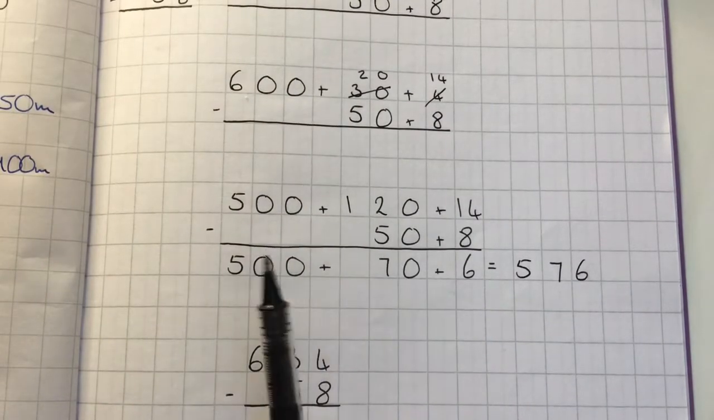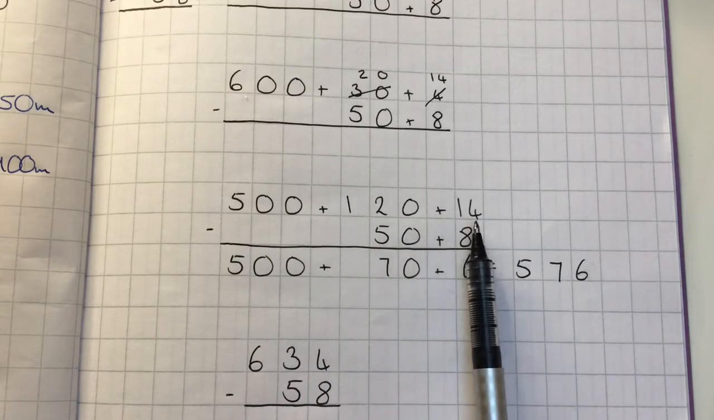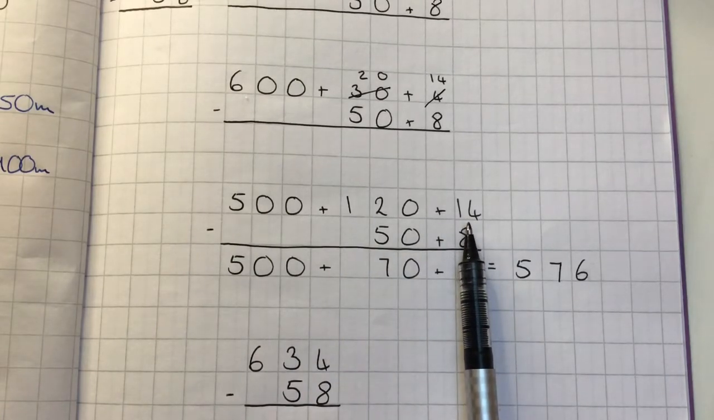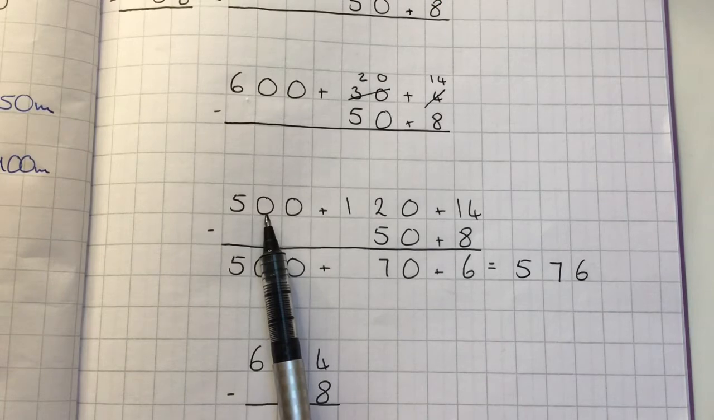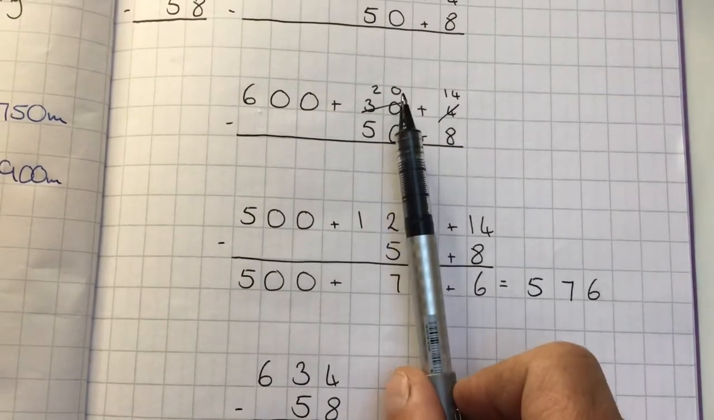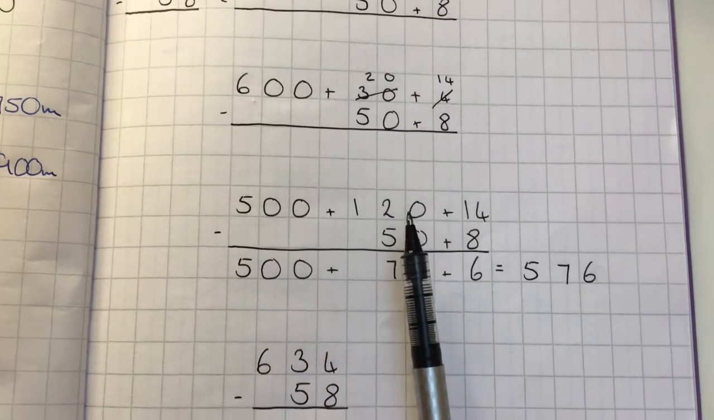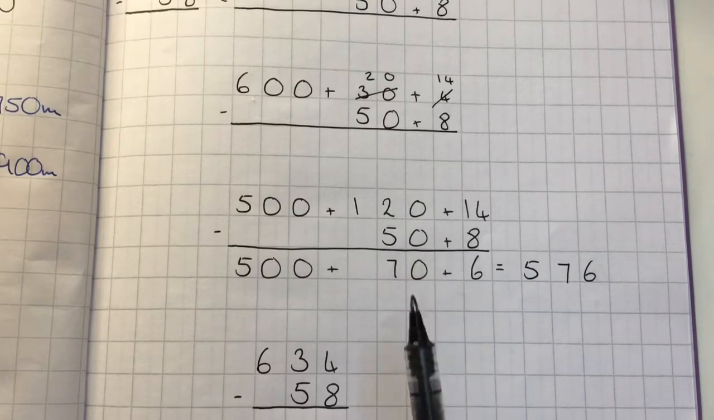This is what it would look like if we had done all our expanding out and all of the exchanging. This now becomes 14. This is no longer 600. We've borrowed one and put it over here. Where this was 20 before, we've added the 100 that we've borrowed, and it's now 120. Take away 50. We can do.